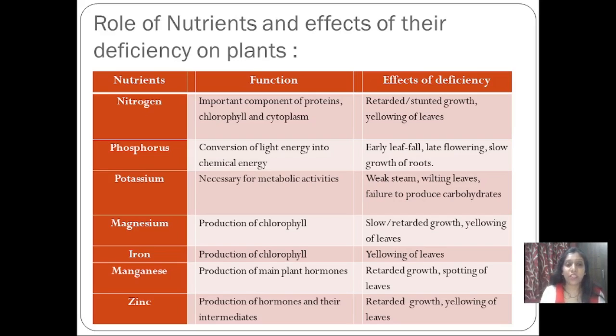And zinc. Zinc is used for the production of hormones and their intermediates. So if it is not there, then the same will happen. There will be retarded growth and yellowing of leaves.